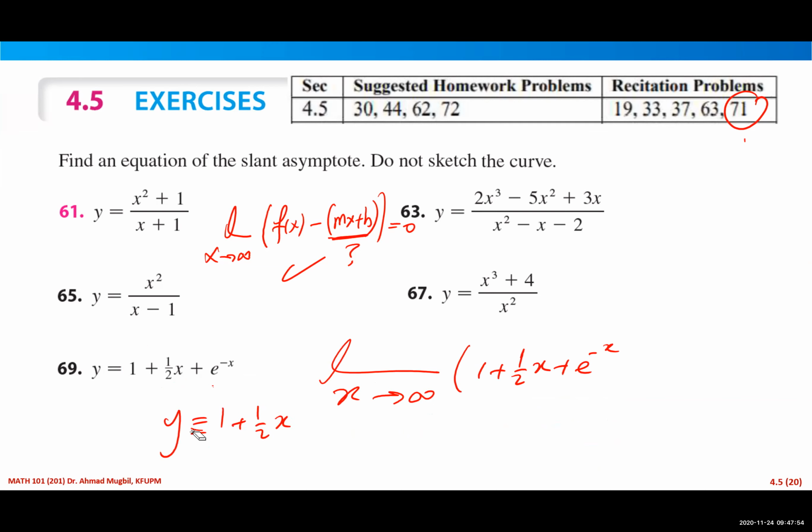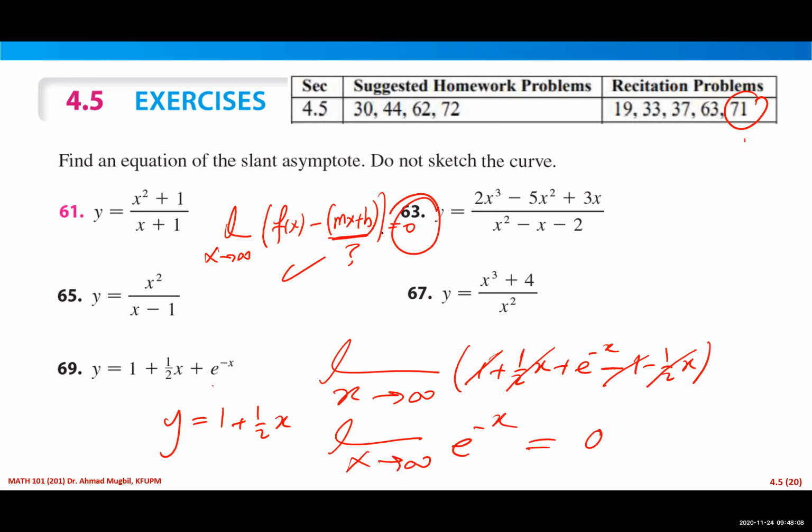So what we will do is subtract the line: minus 1 minus a half of x. If you check, this will be 0. And you have the limit as x goes to infinity of e to the power negative x, which is 0. So it is a slant asymptote. Okay.